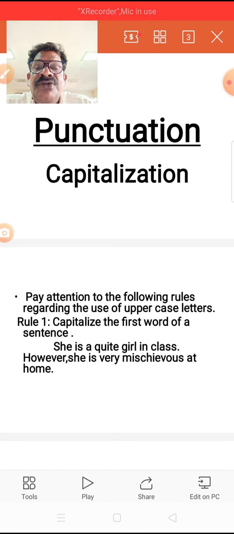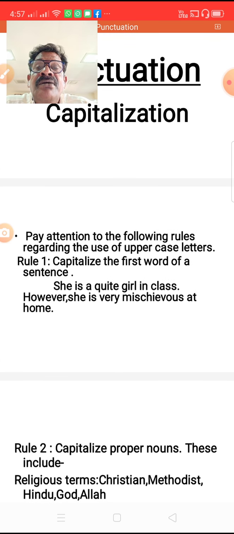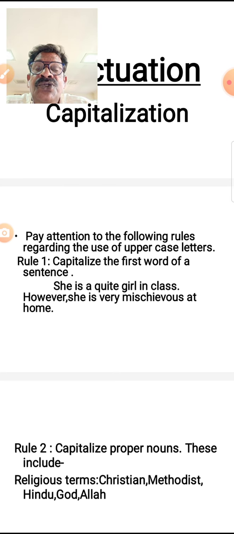Pay attention to the following rules regarding the use of uppercase letters. Uppercase letters means nothing but capital letters, right? So you have to be very careful while writing the sentences. You should know where the uppercase letters have to be used. Uppercase letter means, once again I repeat, capital letters, right? Rule number 1, capitalize the first word of a sentence.